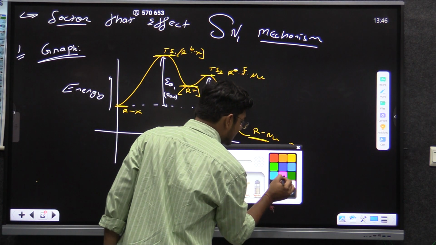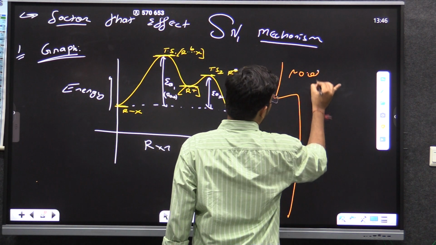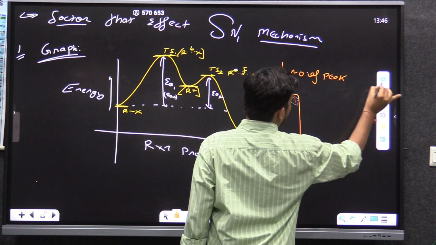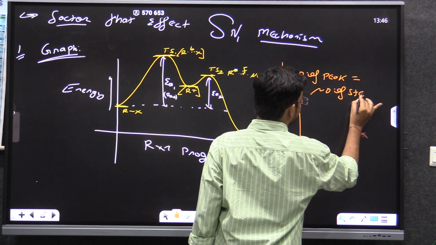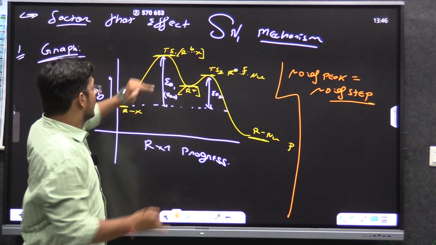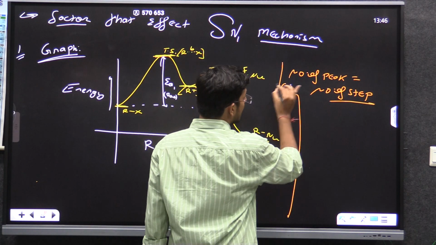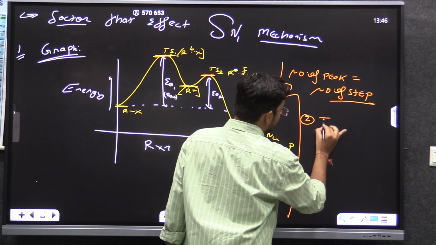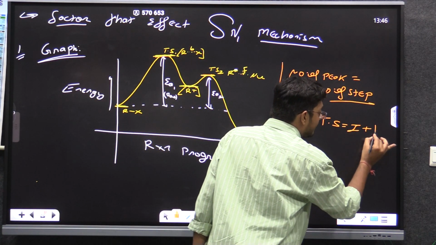Some points which are very important to know: point number 1, the number of peaks in the graph is equal to the number of steps. As we know, we have drawn the two-step reaction, so there are two peaks in the graph. Point number 2, as we know, the relation between the transition state and intermediate is: transition state equals intermediate plus 1.